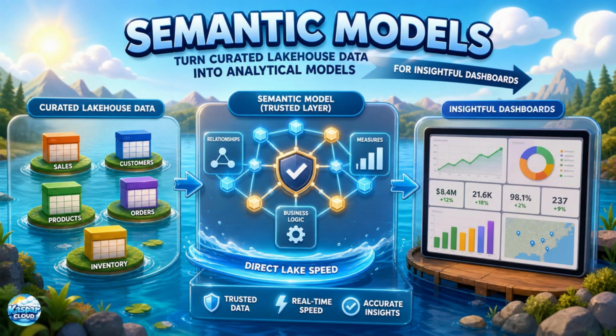Semantic models transform curated Lakehouse data into analytical models for Power BI and other reporting experiences. A semantic model defines tables, relationships, measures, calculations, and business logic that reporting users depend on. Direct Lake mode can allow Power BI to work directly against OneLake data in supported scenarios, reducing unnecessary data imports and duplication. This creates a faster and more efficient path from Lakehouse Delta tables to business reports and dashboards. However, the semantic model still requires careful design because it determines how business users interpret and interact with the data.